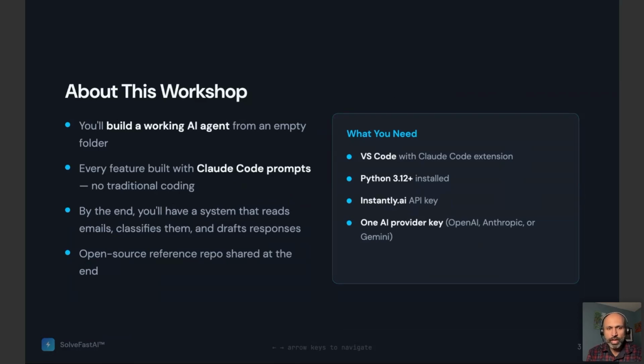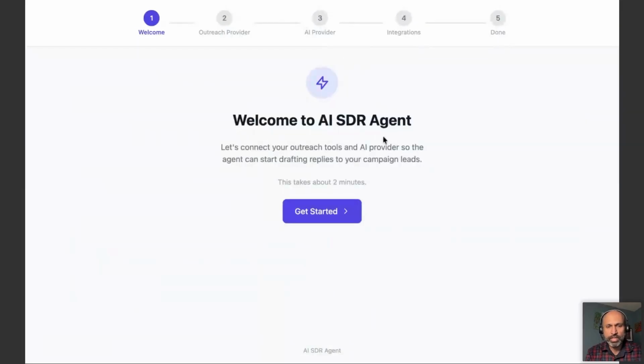We're going to build, as I said, an AI agent from an empty folder. So I'll just quickly show you guys what that looks like, so you get an idea. Okay, so you can see this, right? So essentially, an AI SDR agent is something that most companies would use if they have an outbound campaign.